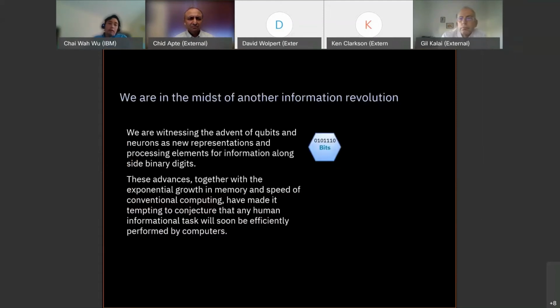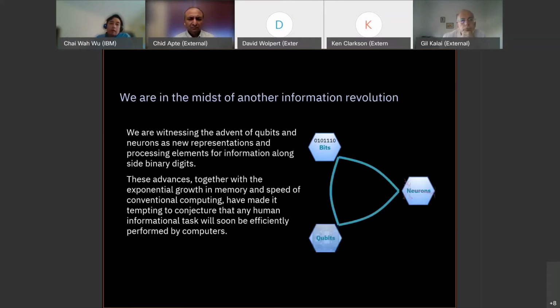And so we believe that we're in the midst of another information revolution. Turing, von Neumann, Shannon, and many others have shown us the importance of the binary digit or the bit, and the advent of qubits and neurons as new representation and processing elements for information, alongside classical bits, has given us new tools, methodology, and challenges to acquire, process, transmit, and store information. Along with the exponential growth in memory and speed of computing machinery, we're witnessing many informational tasks being efficiently performed by computers.